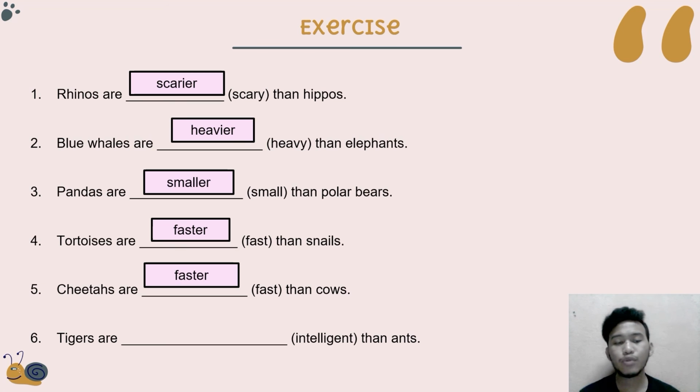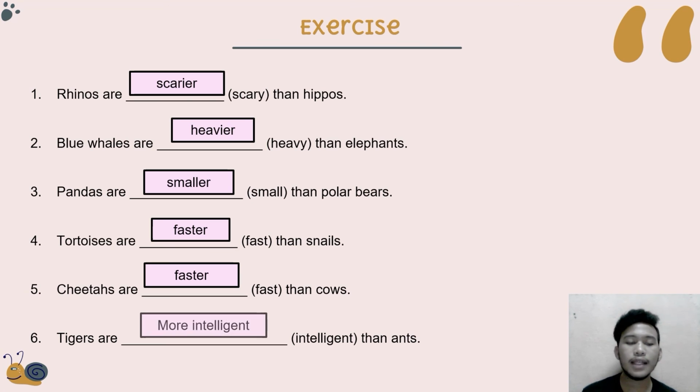And last one, we have tigers are intelligent than ants. So can we add er at the end of the word intelligent? No, we cannot. We need to use more intelligent. Okay, I think that's all for the exercises.